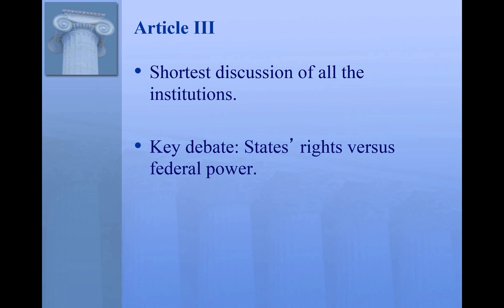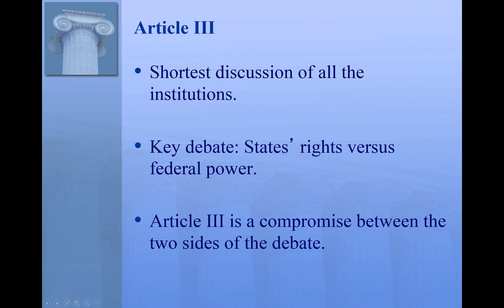Now, when writing Article 3, many people were concerned about limiting federal power, and so there was a debate about states' rights versus federal power. A lot of people argued that there shouldn't even really be a federal court system, that the state courts would handle any conflicts just fine. So Article 3, as a compromise, just provided the briefest sketch of what the Supreme Court and federal courts would look like. Article 3 is a compromise between these two sides.